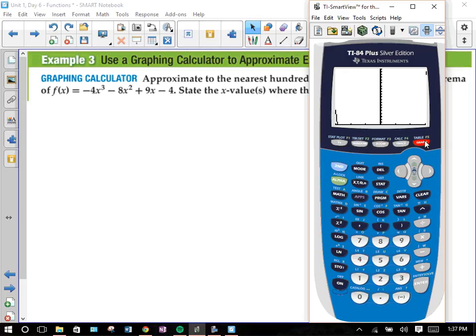Your graph is not going to look like this. Yours is going to be different. See this right here? It's so weird. Hit zoom, zoom zero. Let's go with zoom 6 again. We're going to do this a different way. Hit zoom 6. It looks a little weird right here, right?